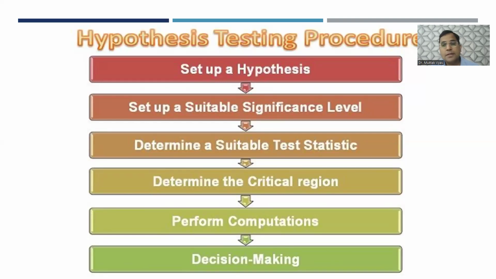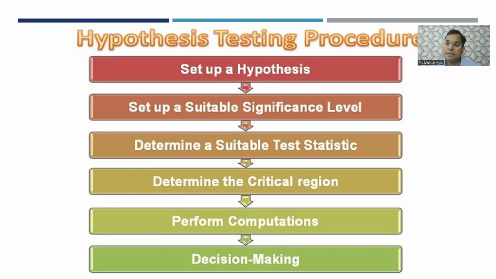Now, third step, determine a suitable test statistic. You have to decide which test is suitable in this situation: Z test, T test, which we will discuss further. Fourth, then you have to determine the critical area or the critical region. Perform computations, calculated value and table value are compared and take a decision.